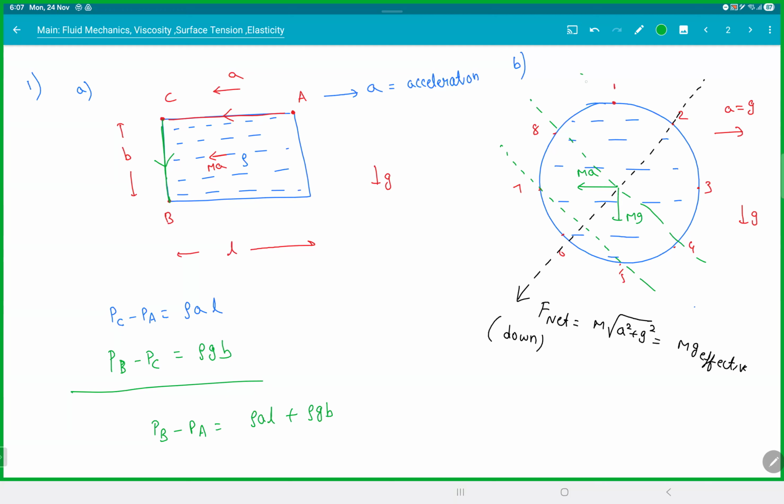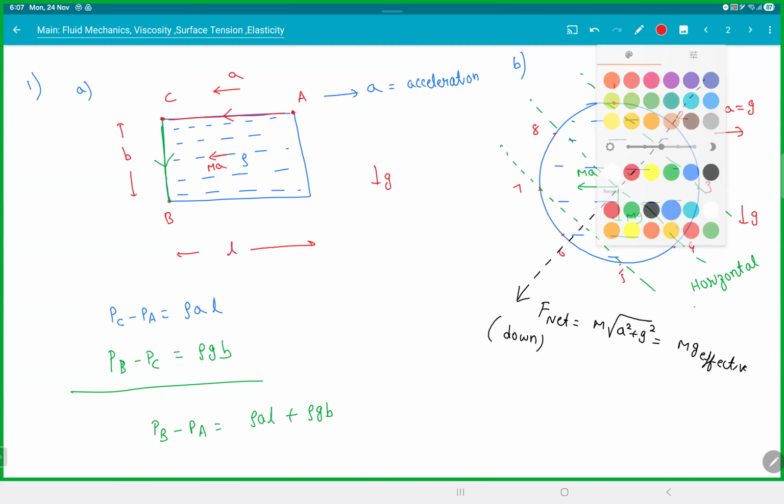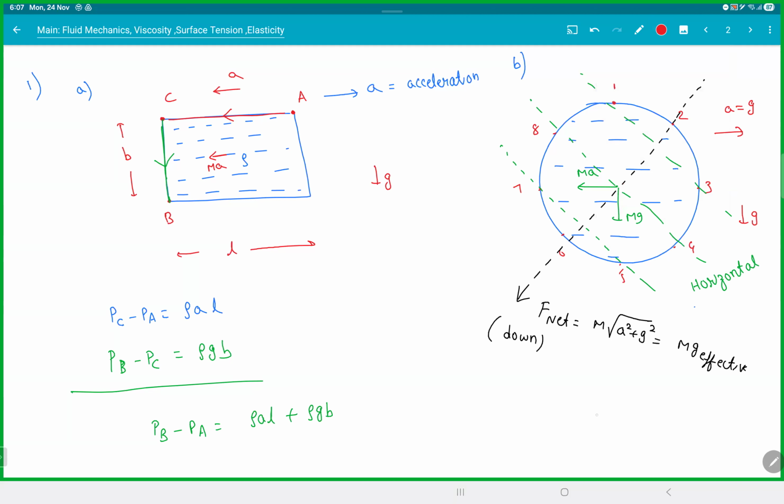And we know along a horizontal line, the pressure will remain the same. In the direction of the net force, the pressure will decrease. These are horizontal lines. So which is the deepest point here? 6. So P6 will be the greatest. Then P7 and P5 will be equal. Then 8 and 4 will be equal. Then 1 and 3. Then P2.